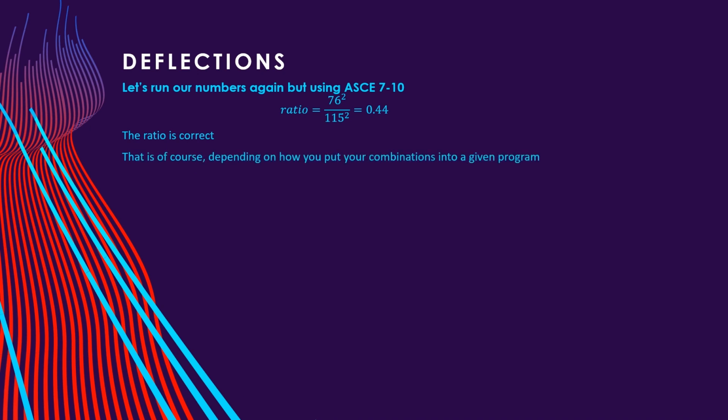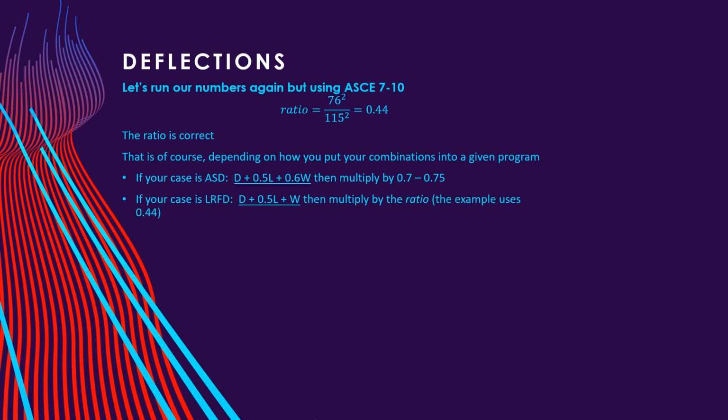Now, this, of course, is depending upon how you put your combinations into a given program. Are you doing ASD or are you doing LRFD? So if your case is this and you're doing that 0.6 wind, which means you're doing an ASD, we're multiplying by 0.7 to 0.75. If your case is LRFD, then we're going to multiply by that ratio, and the example we just did was 0.44.